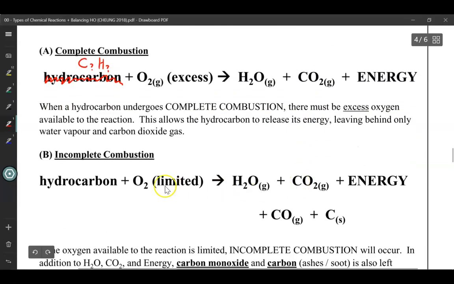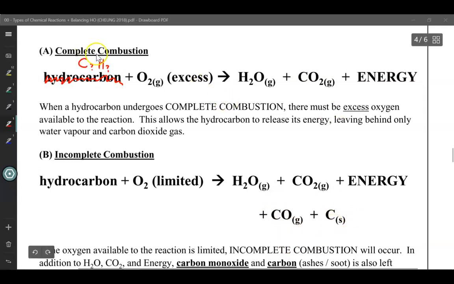Problems occur when you don't have enough oxygen, or as we say, limited amounts of oxygen. Now complete combustion switches over to incomplete combustion, and that is problematic. You still make the same products, water, carbon dioxide, energy, all the clean products of a complete combustion, but now you also get these toxic chemicals, carbon monoxide and carbon soot deposits.